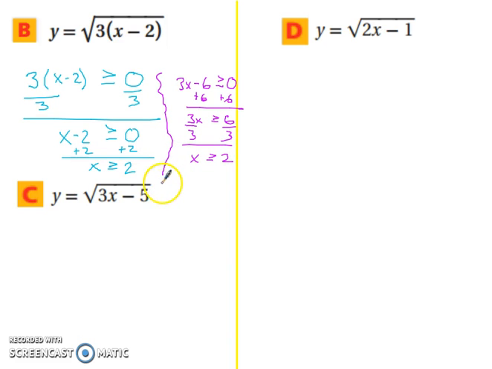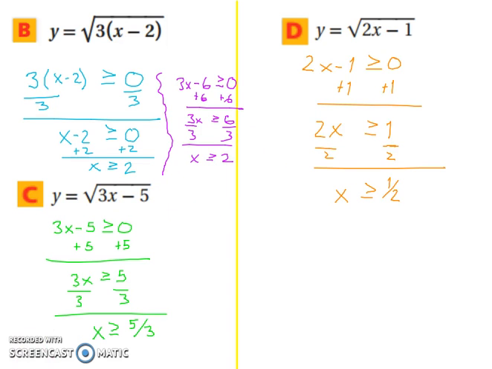So now, take a moment, pause the video, and try C and D on your own. When you return to the video, the answer for both will be revealed. And there you have it.